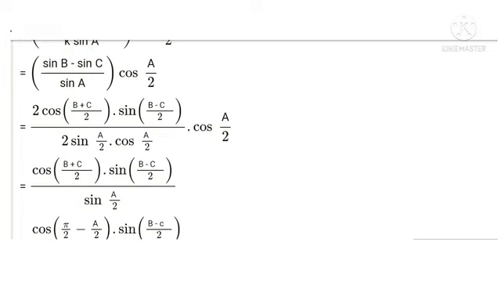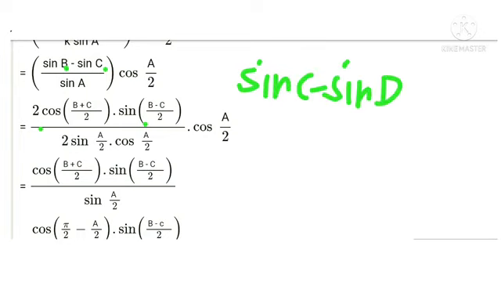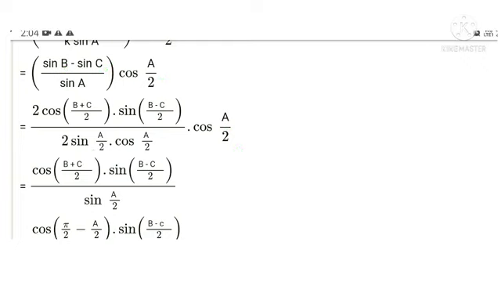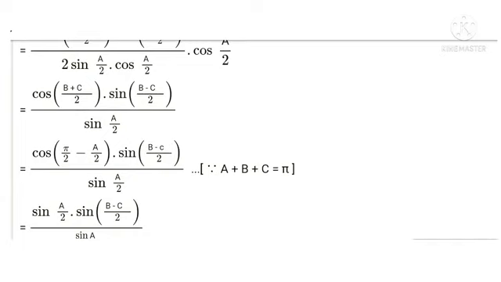So here you use the sin C minus sin D formula, that is 2 cos (C plus D) upon 2 into sin (C minus D) upon 2. Here you use the formula sin C minus sin D. Upon sin A, which means 2 sin A upon 2, here you use the formula sin 2 theta is equal to 2 sin theta into cos theta. And this cos A upon 2 as it is. So cos (B plus C) upon 2 into sin (B minus C) upon 2 upon sin A upon 2.